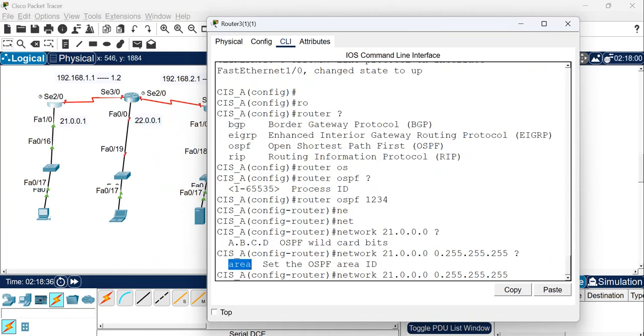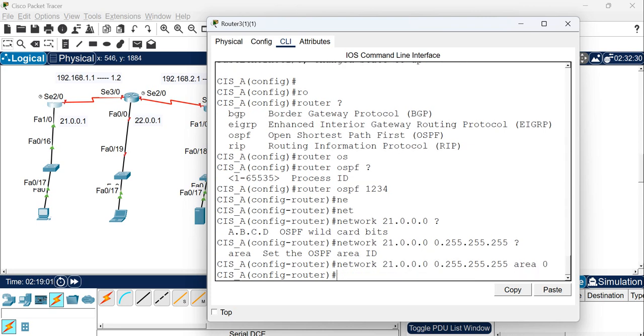Now it is not completed. It says give me the word area. OSPF works with the area concept. Same area will communicate, different areas will not communicate with each other. In EIGRP, what should be the same? The autonomous system number. But in OSPF, the area should be the same. Clear? Okay, so I'm going to give 0.